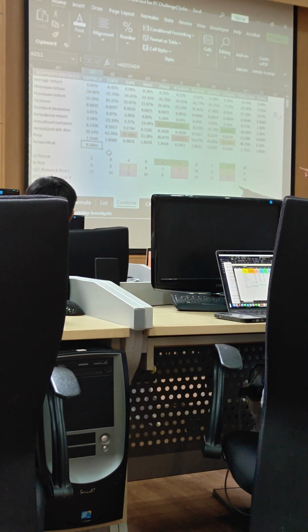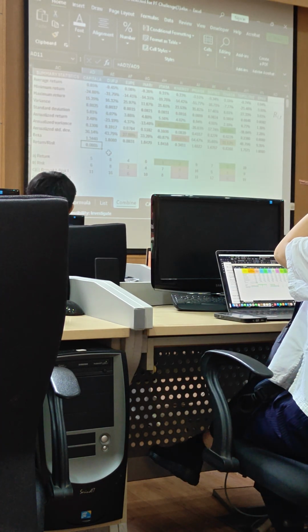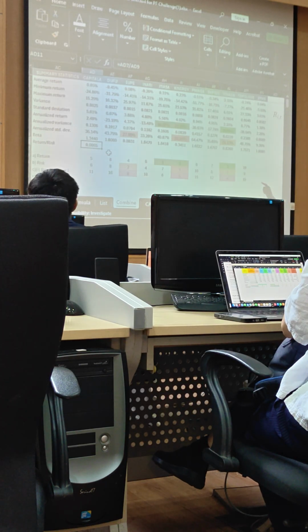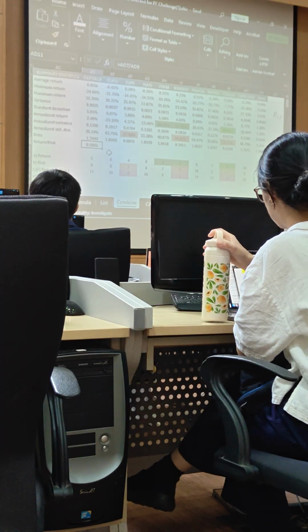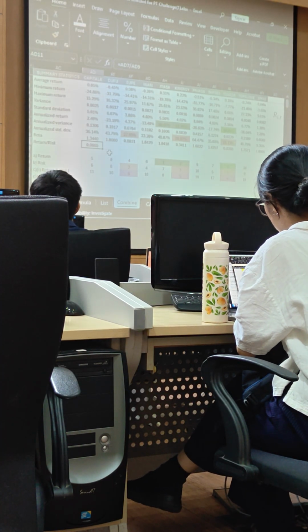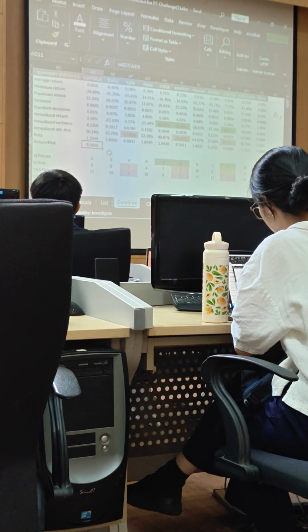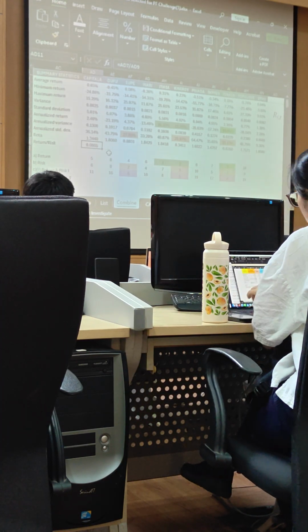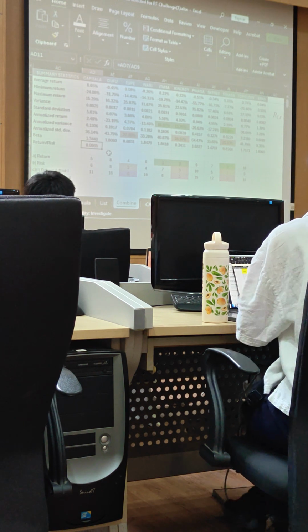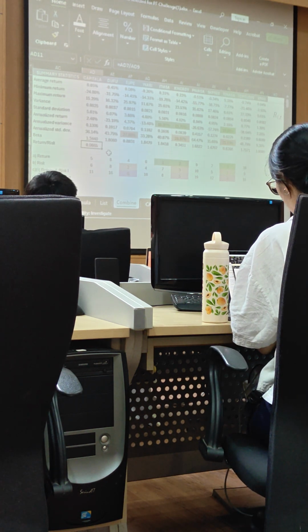So for capital A, it generates 0.0665 return for every 1 unit of risk. Okay? So do you want a higher number or a lower number? Of course you want a higher number, right? Because for every 1 unit of risk, you prefer to get the higher return.